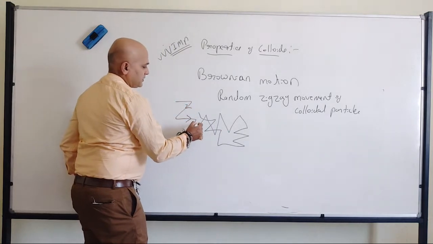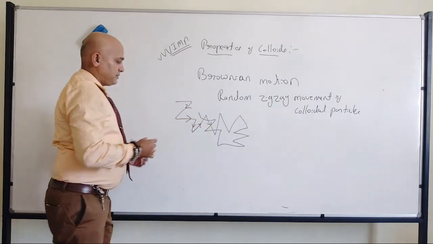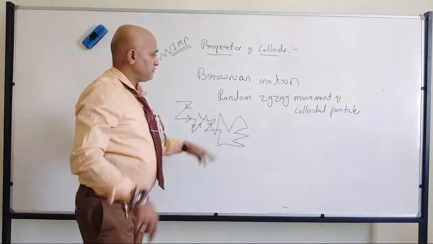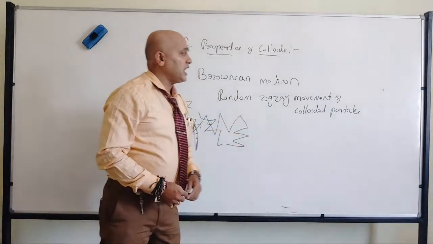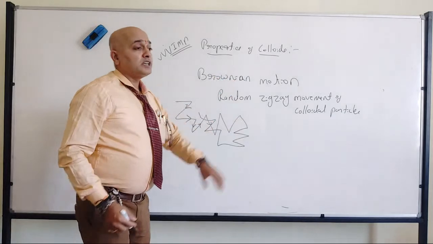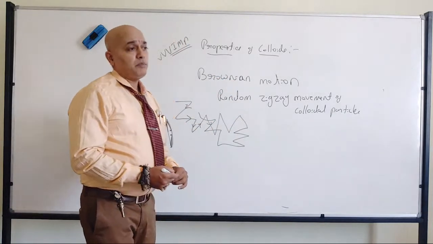Direction can be anything. Okay, random it is. Zigzag, almost jet-like, that is how it will go. That is what is called the zigzag movement of colloidal particles. Now, why will Brownian motion be shown by the colloidal particles?